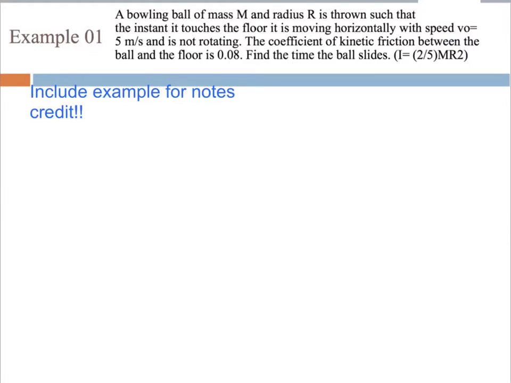Here we're given our information: the moment of inertia is equal to 2/5 m r squared. And we can assume that this moment of inertia is about our center of mass.